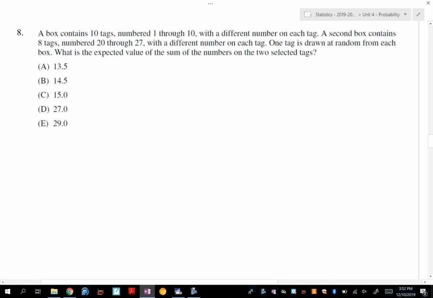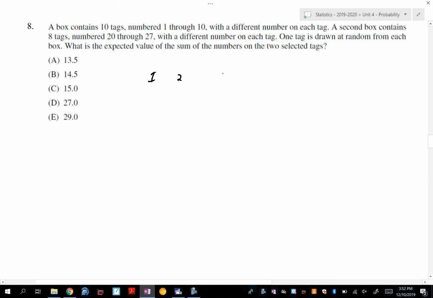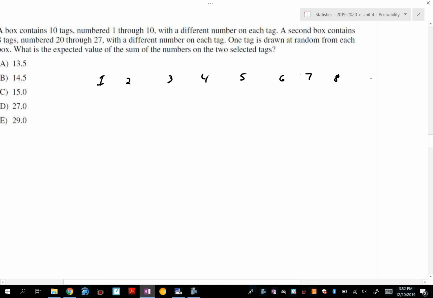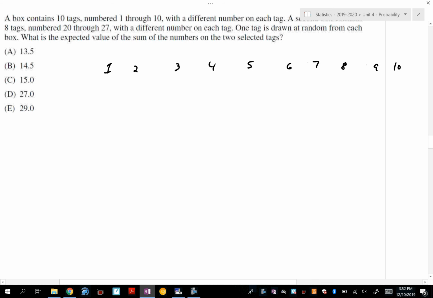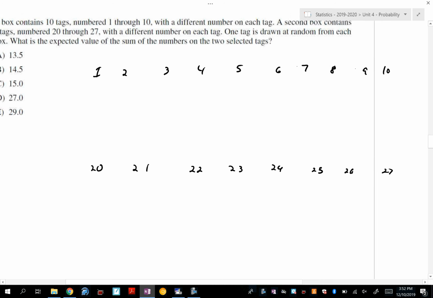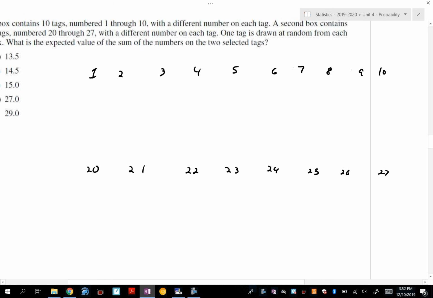Okay. Number 8. We have a box, and it contains 10 tags, numbered 1 through 10. I have another box that has numbers 20 through 27. Well, let's start with the first box. I open the box. I pull out a tag. What's the likelihood that it's a 1? 10%. Very good. 1 out of 10. So 0.1. You'll notice all of them have a 1 out of 10 chance of happening.